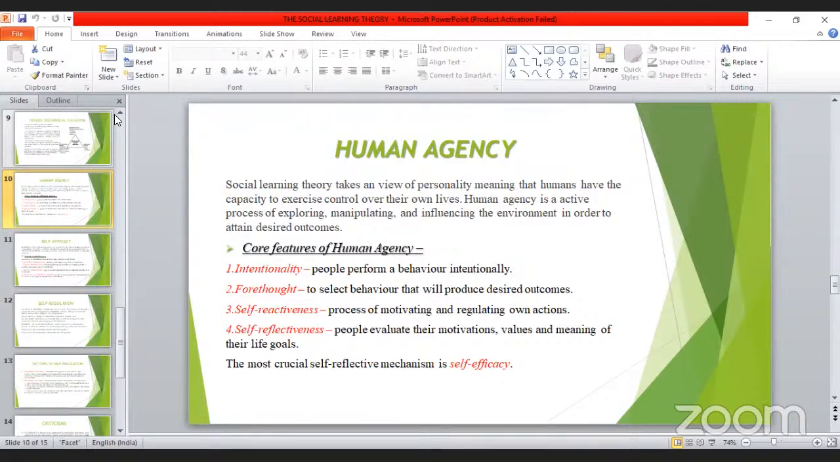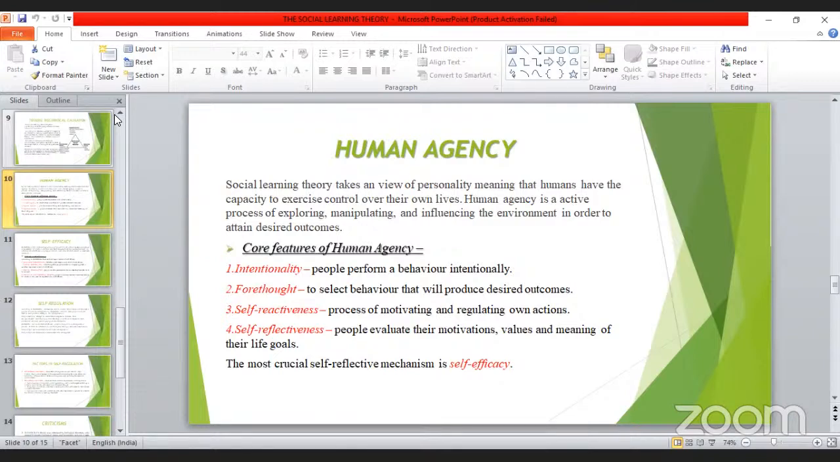So, social learning theory takes a very positive viewpoint of personality. That means that humans have a capacity to exercise control over their own life. Actually, Bandura believes that people can self-regulate, self-reflect, and self-organize, and that they have the power to influence their own action to produce desired outcomes.